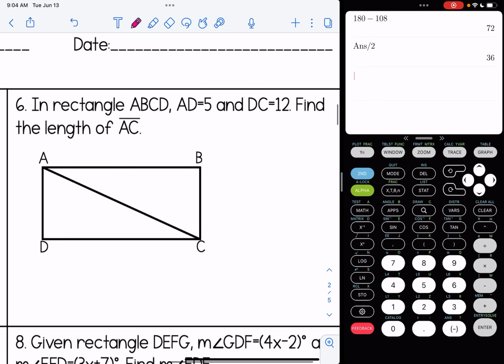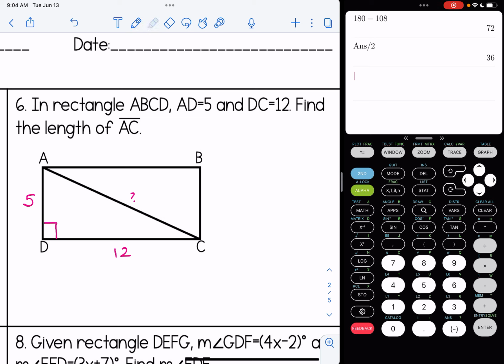In rectangle ABCD, AD is 5. I'm going to label as I read here. And DC is 12. Find the length of AC. So I'm basically looking for the length of the diagonal. Now don't forget, we know angle D is 90 degrees because this is a rectangle.